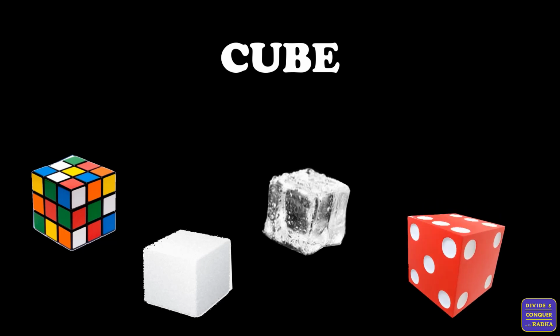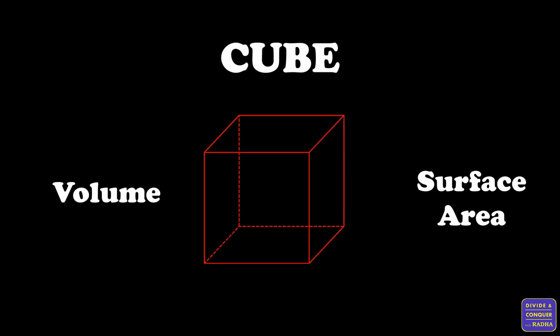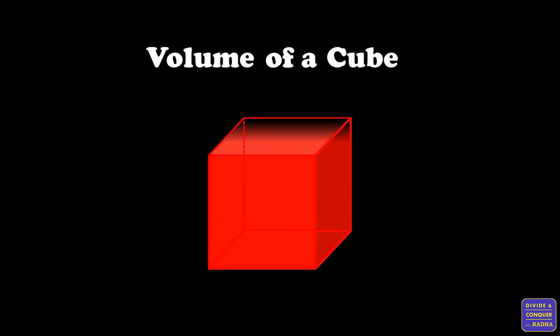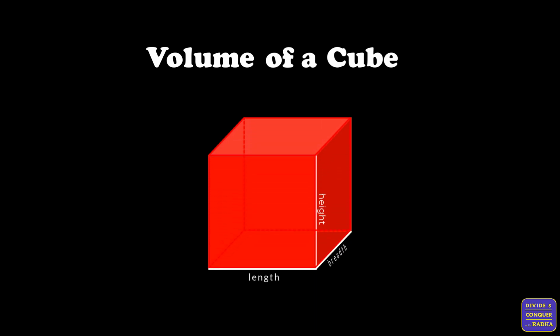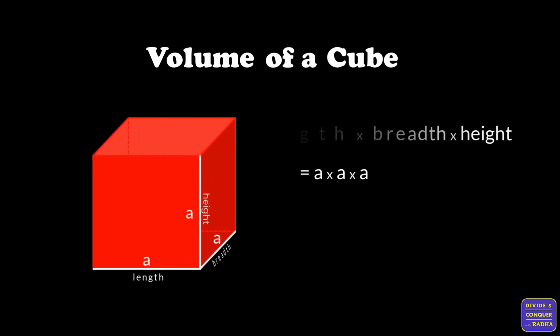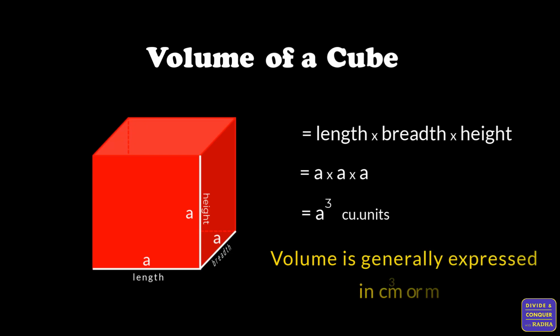Now let's learn how to calculate the volume and surface area of a cube. Volume of a solid is the space occupied by the solid, and it is calculated using the formula length into breadth into height. Since the sides of the cube are all equal, let's consider each side to be equal to A units. Therefore, volume of the cube is equal to A into A into A, which is equal to A cube cubic units. Volume is generally expressed either in cubic centimeter or cubic meter.